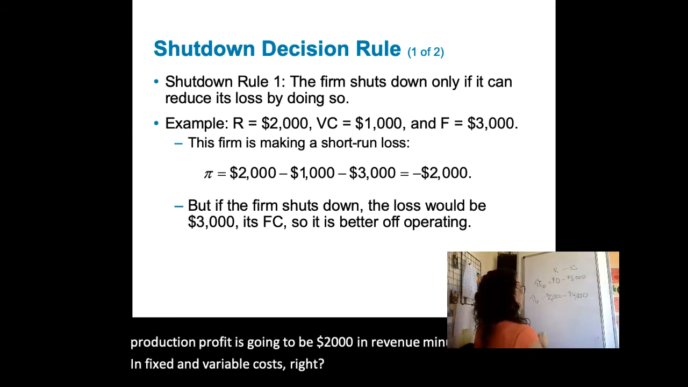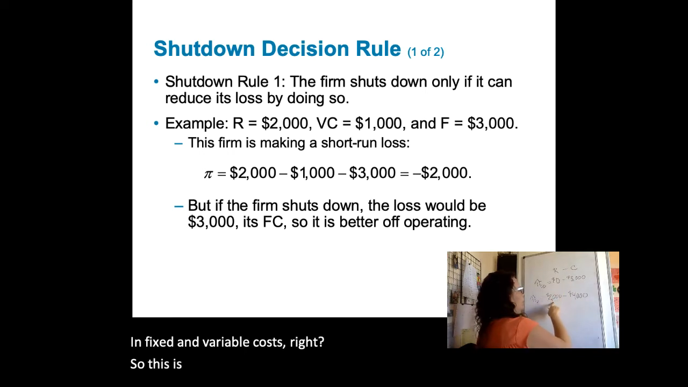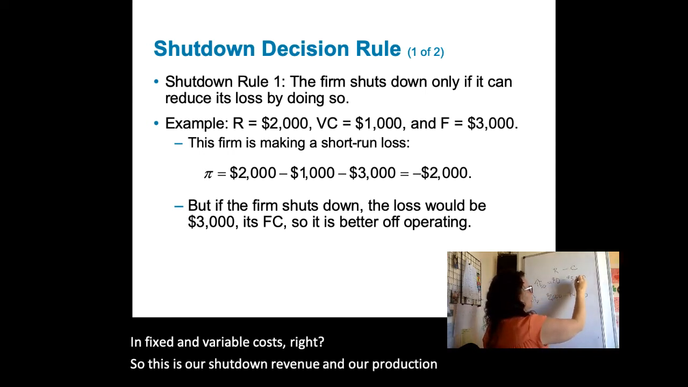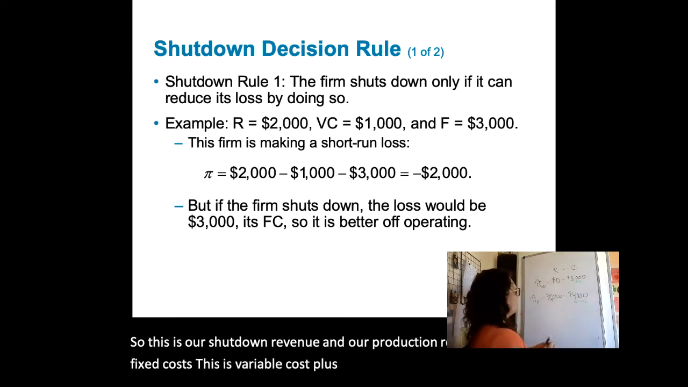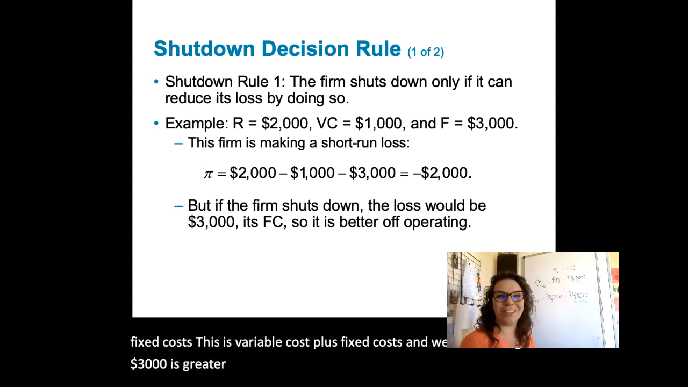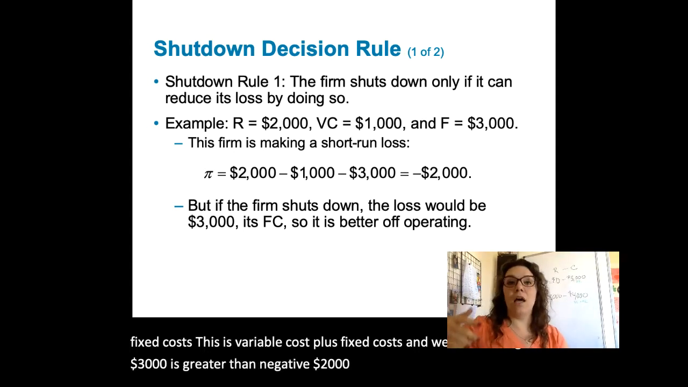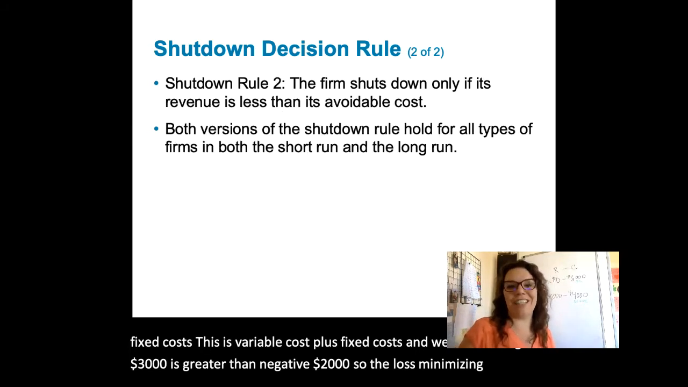So this is our shutdown revenue and our production revenue. This is fixed costs, and this is variable cost plus fixed cost. And we can see negative $3,000 is greater than negative $2,000. So the loss minimizing decision is to not shut down.